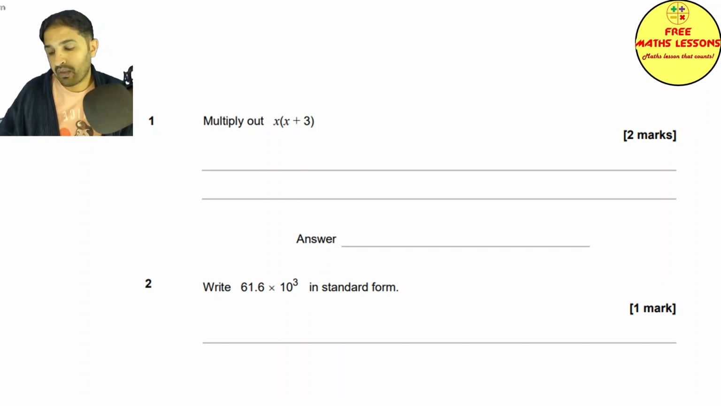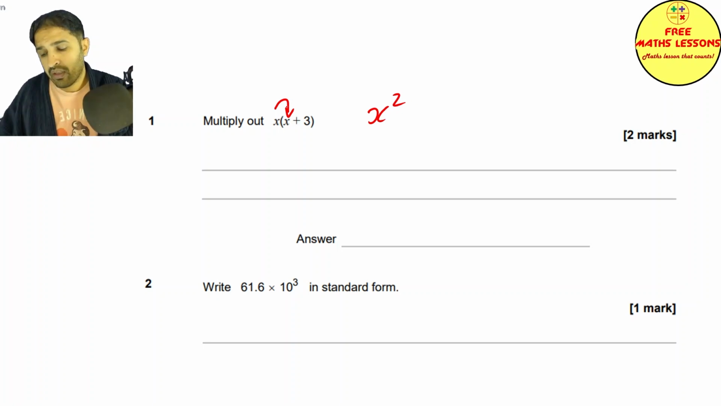Question 1, we're looking to multiply out. So multiply out means you have to multiply out. Okay, so we multiply this x with the x, that gives you x squared, and you multiply the x with that 3, and that 3 is positive, so we get positive 3x. Okay, and that's about it. There's nothing more to it than that.